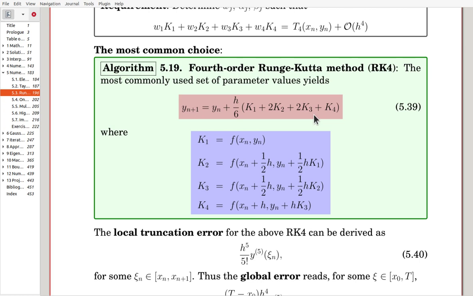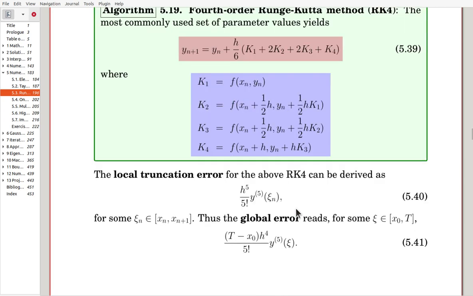Then the local truncation error is order h^5, so that the global error is order h^4. Okay, that's the fourth order Runge-Kutta method. For odd orders, so third order and fifth order, you can derive them exactly the same way as for the second order method. The idea is always the same.